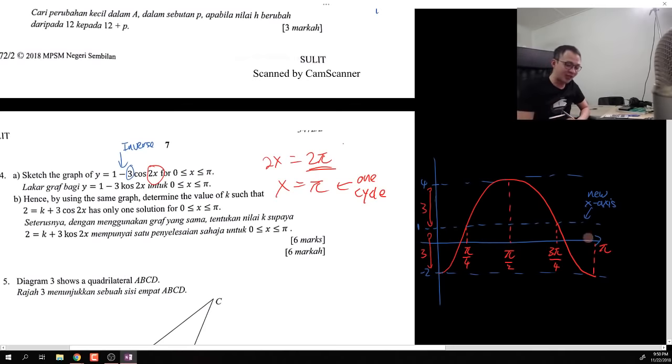Why do I stop at pi? Because the question asked me to draw 0 to pi. If today the question asked me to draw 0 to 2 pi, I would draw this graph 2 times. Alright, so I hope you understand.